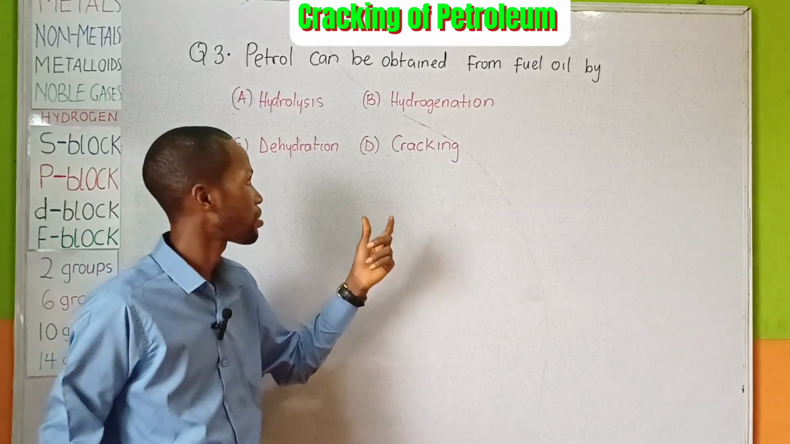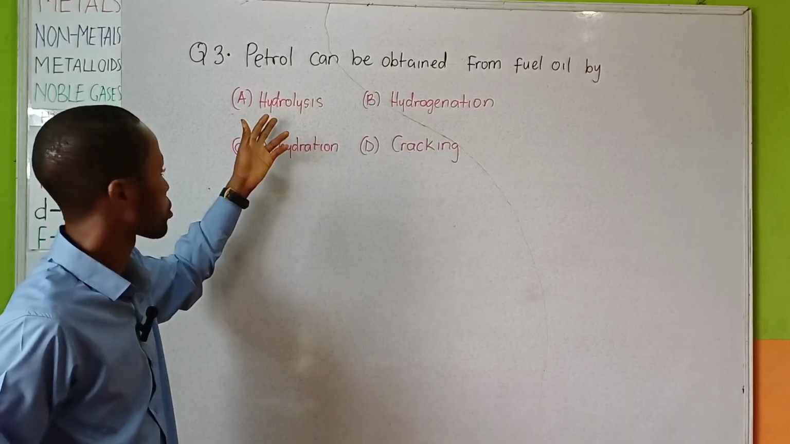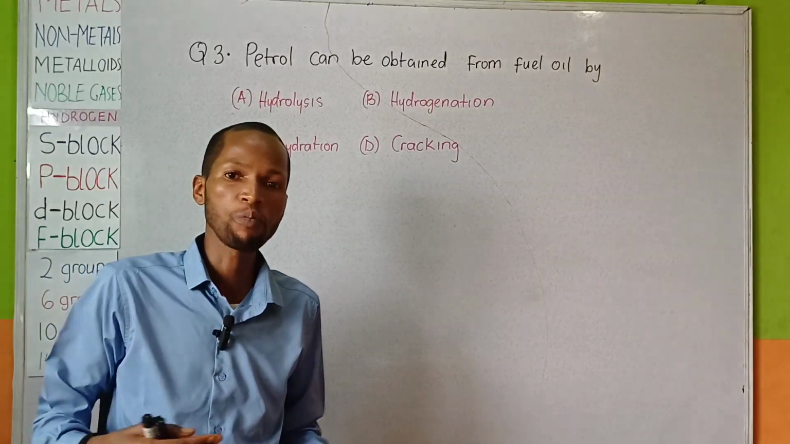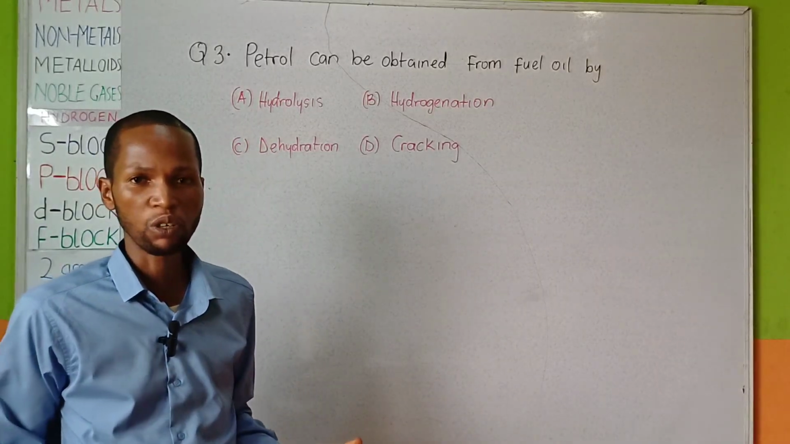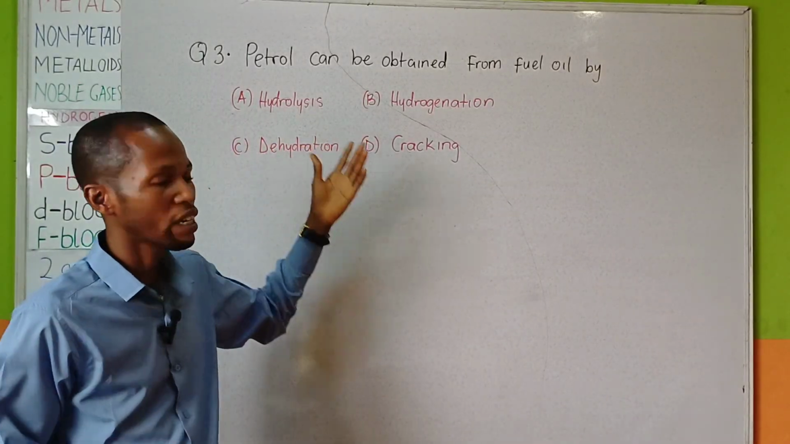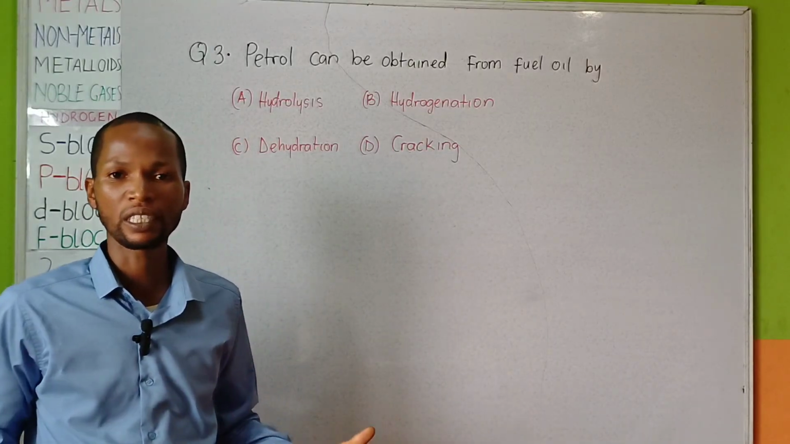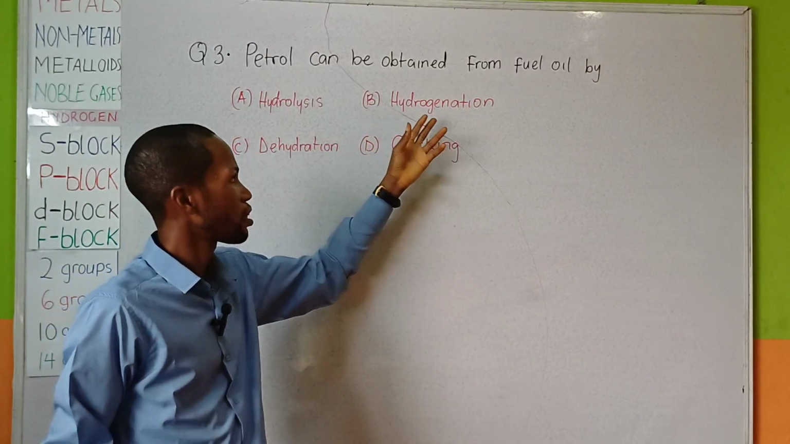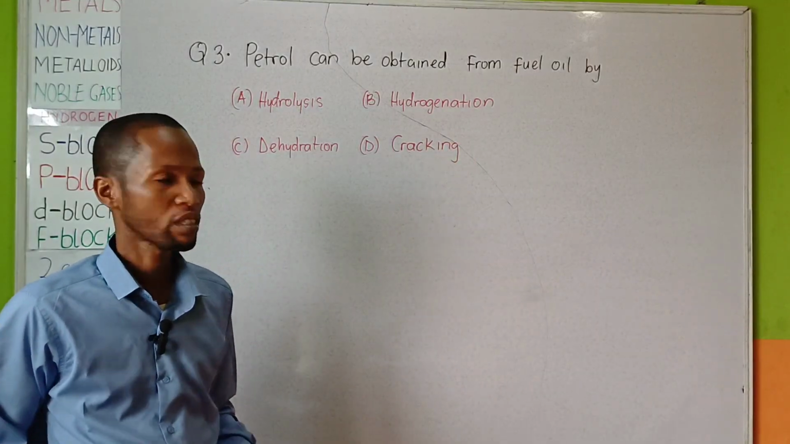Hydrogenation, C. Dehydration, D. Cracking. Option A. Hydrolysis is used to enhance the combustion of petrol. Okay, that is the rate at which petrol burns in excess supply of oxygen. While option B is hydrogenation.